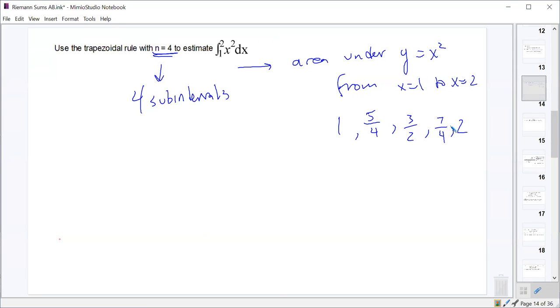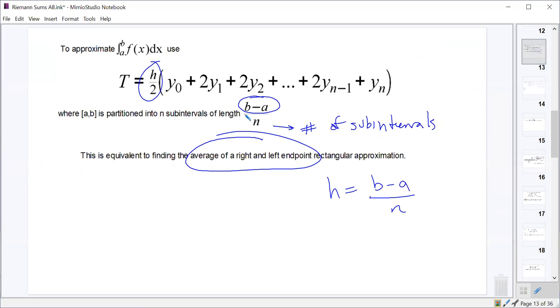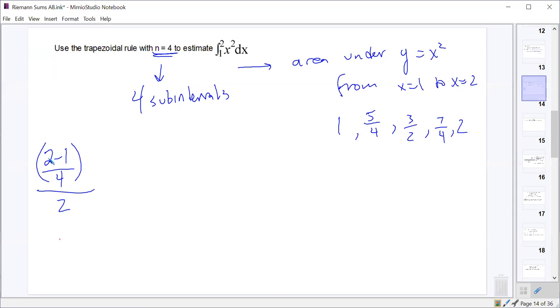Wonderful. Okay. So then let's put it into our formula. What's b minus a? That's our h, right? b minus a over n. That's h. Should all be divided by 2 based on our formula, h over 2, where h is equal to b minus a over n. So b minus a, we're going from 1 to 2, so 2 minus 1, over n, 4, divided by 2. Everybody good with the b minus a over n over 2 part? Yes, no, maybe.